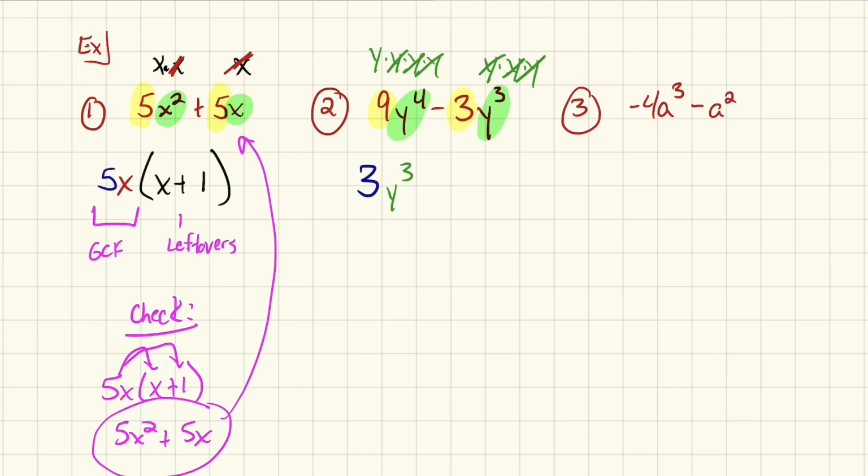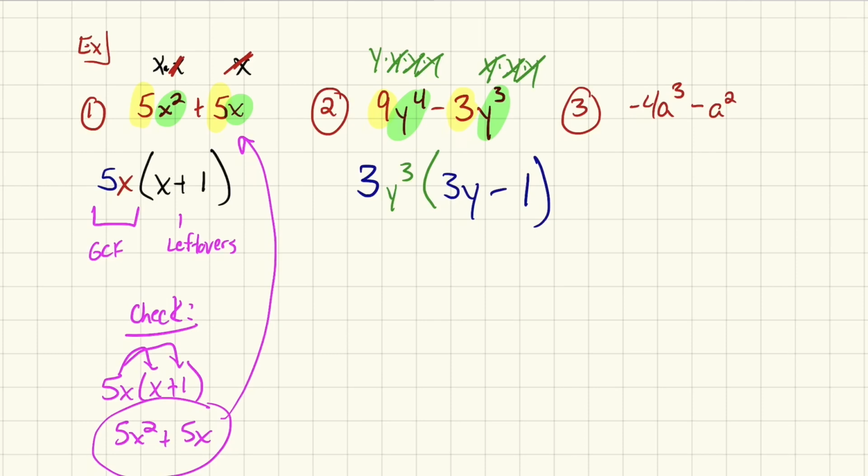On the inside, 3 times 3 is 9, and then we still have that y left over, because y to the 3rd times y is y to the 4th, minus 3 times 1 is 3, and y to the 3rd times 1 is y to the 3rd, and so now I have factored that out.